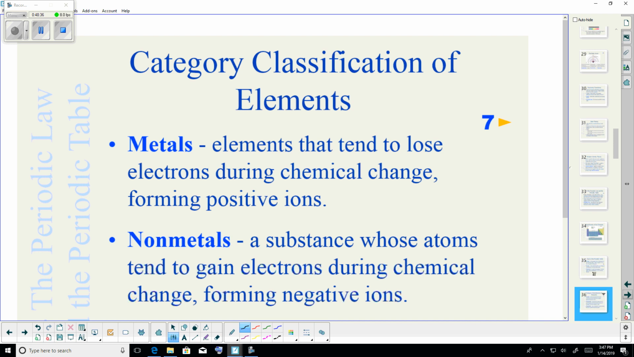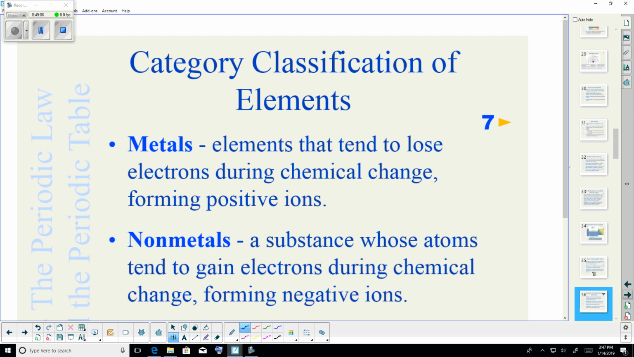So metals, elements tend to lose electrons during chemical change, forming positive ions. Nonmetals tend to gain electrons during chemical change to form negative ions. So we said sodium was a metal, so it loses electrons, it becomes positive, Na+. Chlorine's a nonmetal, it gains electrons, it becomes Cl-.